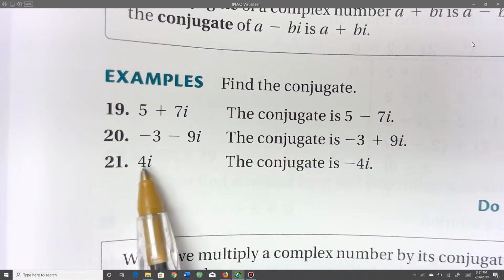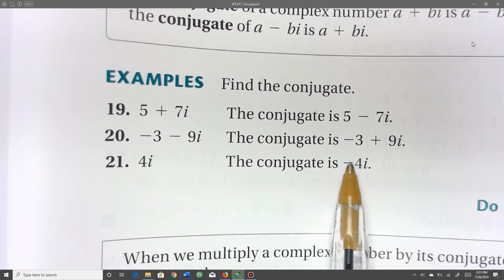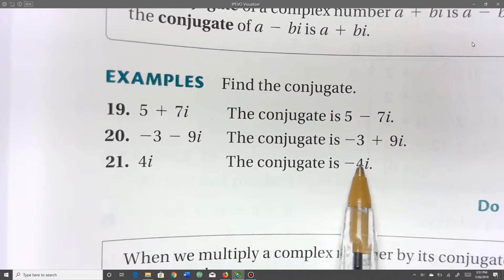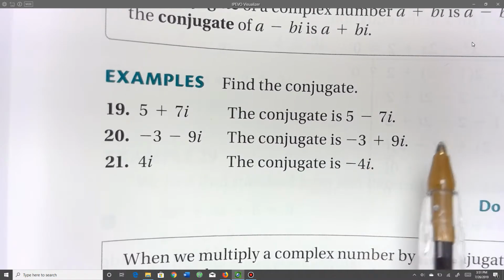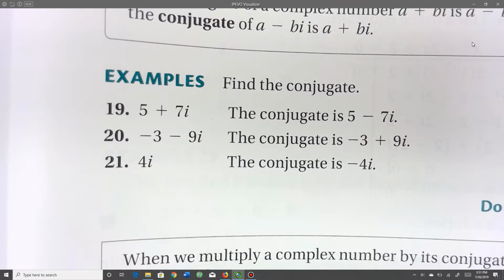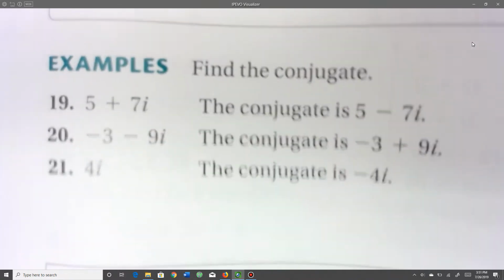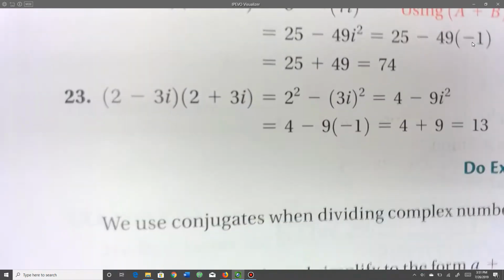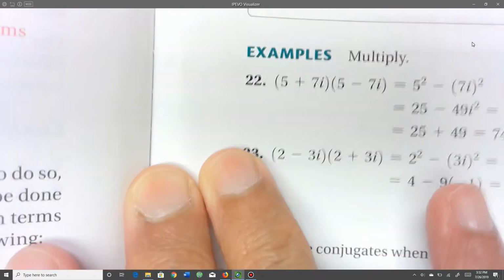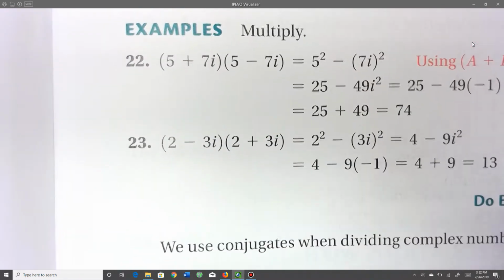Now here's a variation of that. For 4i, the conjugate of that is negative 4i. I don't think we're going to need to know that for these problems, since I didn't see one in the examples, so you don't need to know that. But if you can remember it, that would be nice. Let's go ahead and work out these two examples here.